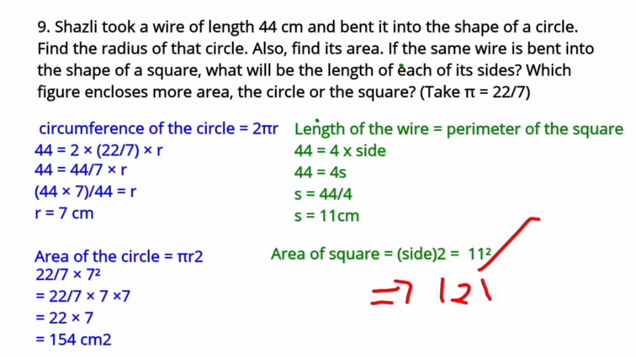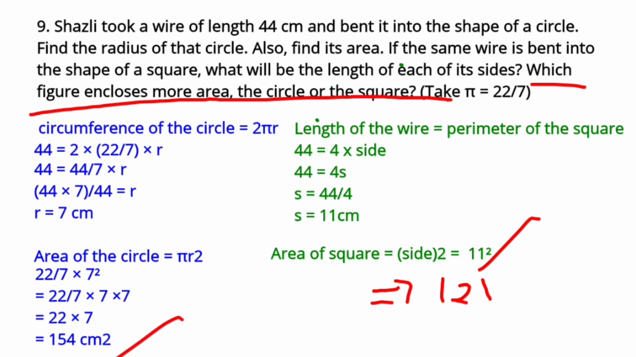Now our final part is asking which figure encloses more area, circle or square. Now you have to tell which figure encloses more area. Now you can see by comparison area of circle is greater than area of a square. So clearly area of circle encloses more area. So now let's move on to our next question.